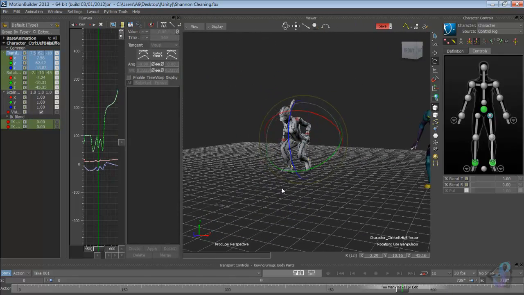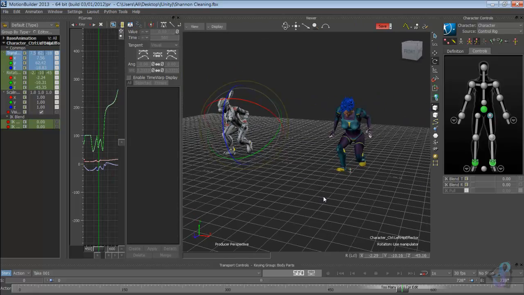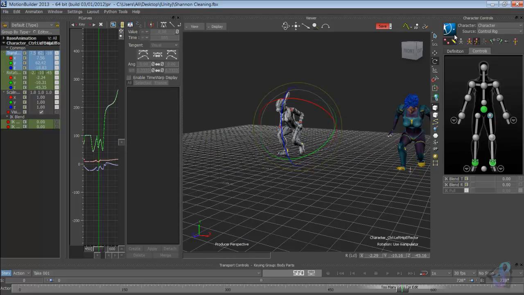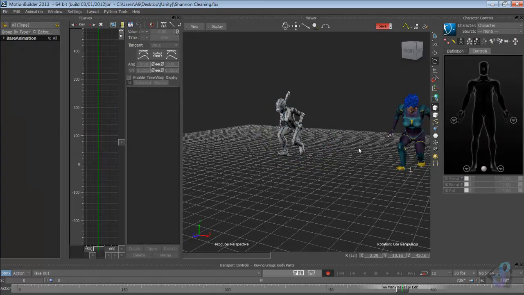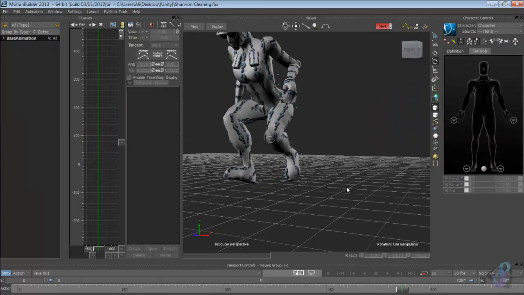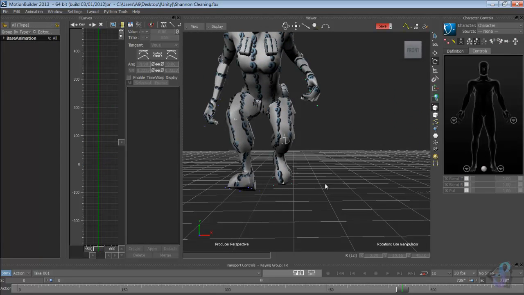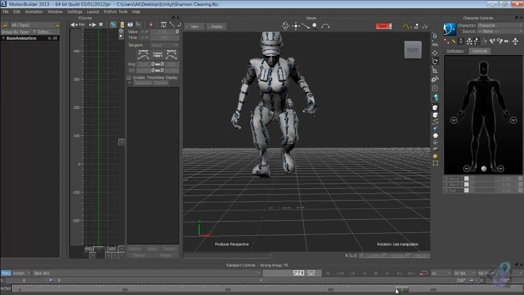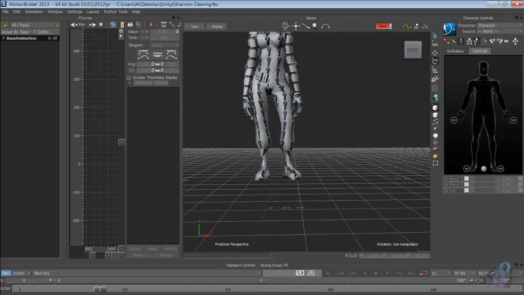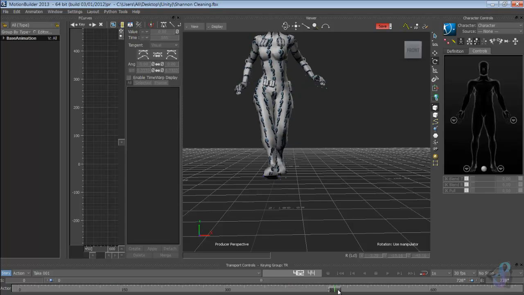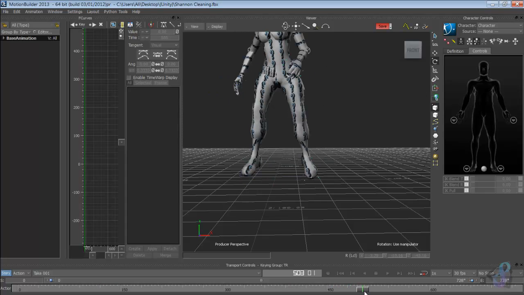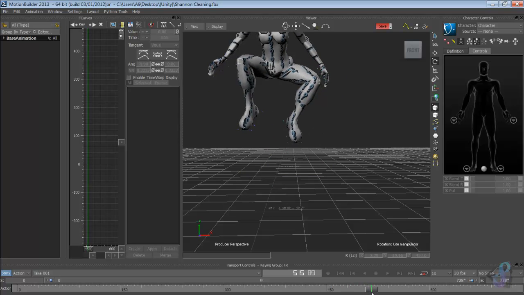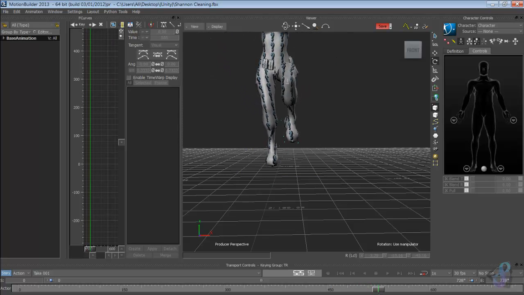Now, what I will do is that now that I cleaned it a lot, I'll bake that back into the skeleton. Okay? Now, if we take a look at frame 130 or something where we had the problem, hey, we don't have any jerkiness here. But again, 560.